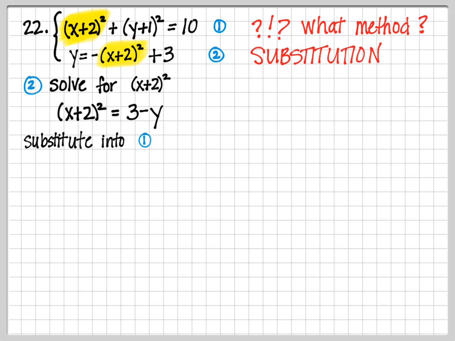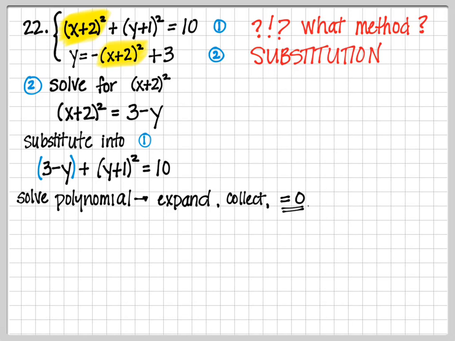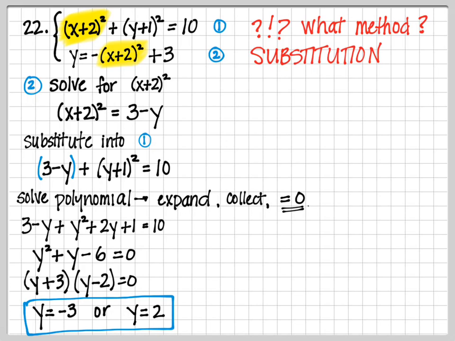I'm going to use that to substitute into equation 1. And you'll see what I've got there. I've got the quantity 3 minus y plus the quantity y plus 1 squared equals 10. So this is a polynomial equation. I'm going to expand and collect like terms and get it equal to 0. And when I do, I have the following. You can just pause this if you need to look at that more carefully. We end up with the answers of y equals negative 3 or y equals 2.